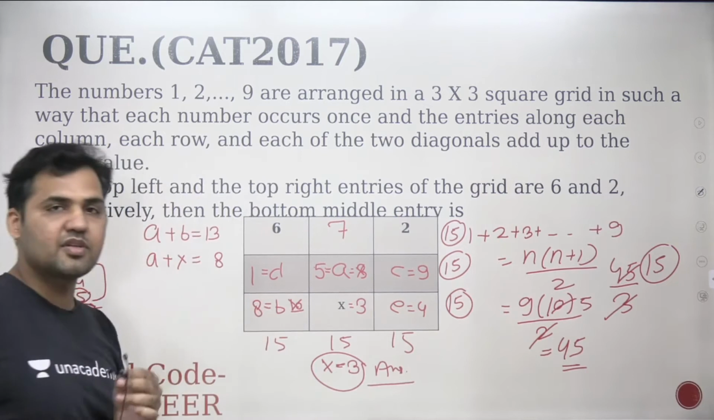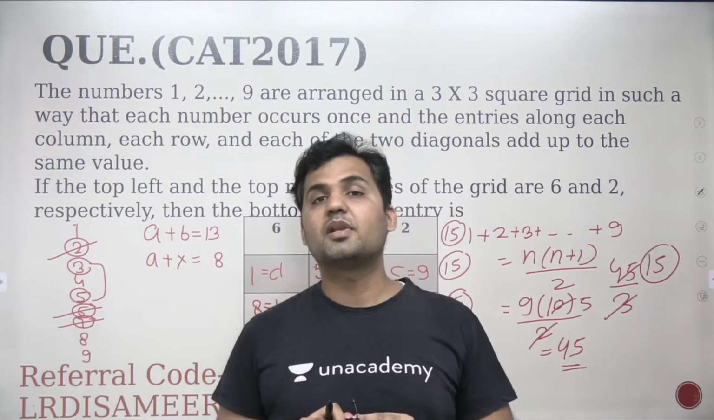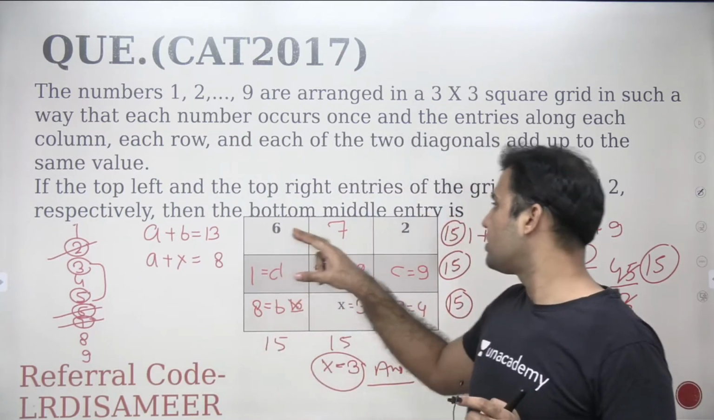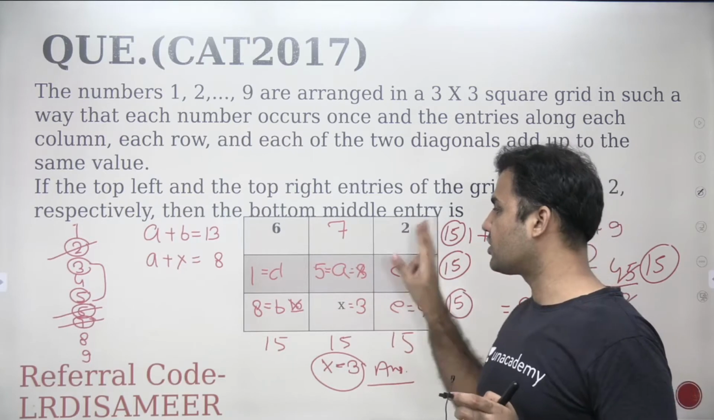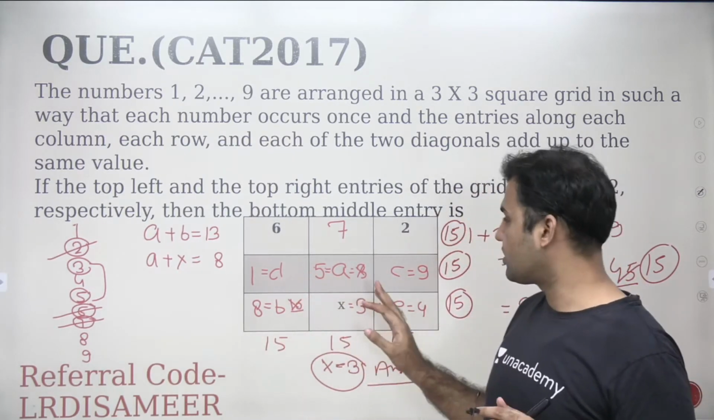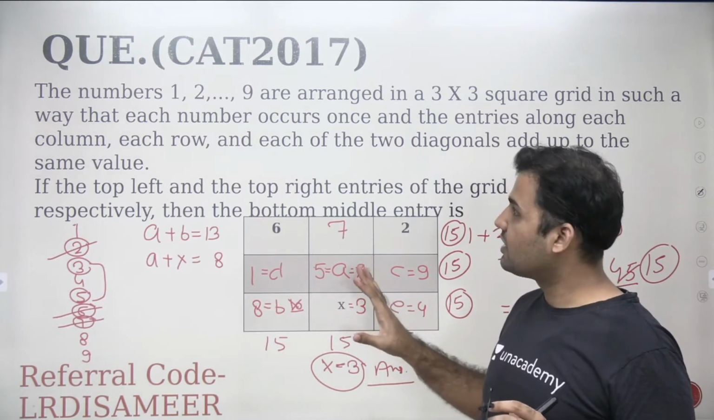Right? This is a CAT 2017 question, a very basic one. But this is a standard concept. I chose this question to explain the concept of magic squares, right? Magic squares are those squares with the summation row-wise, column-wise, diagonal-wise being the same. And you need to understand the process while you are solving the magic squares, right? So this is a basic one.